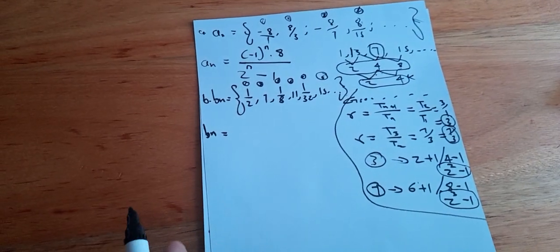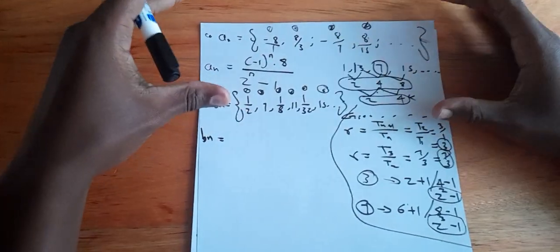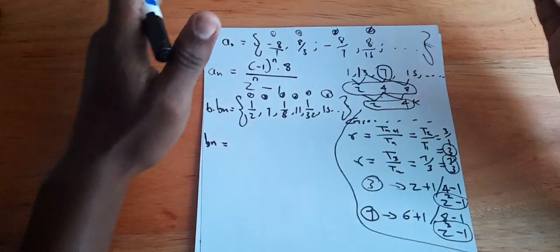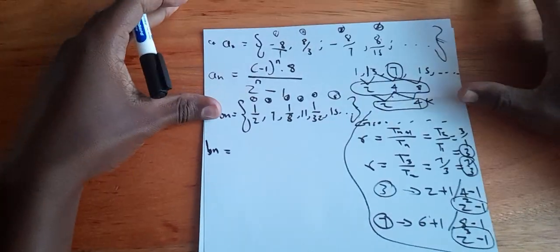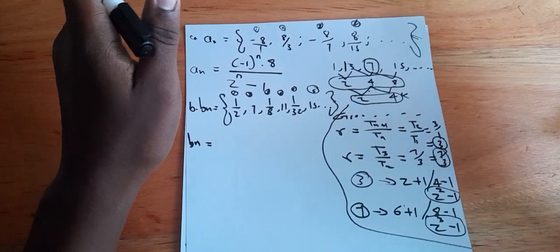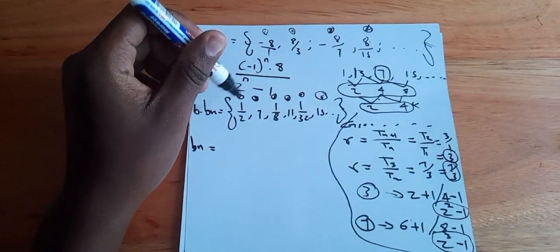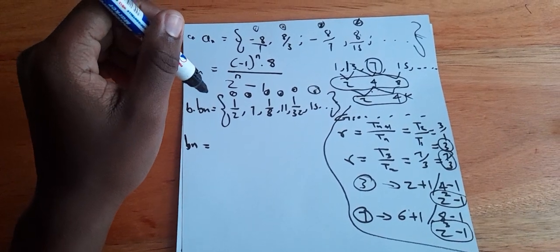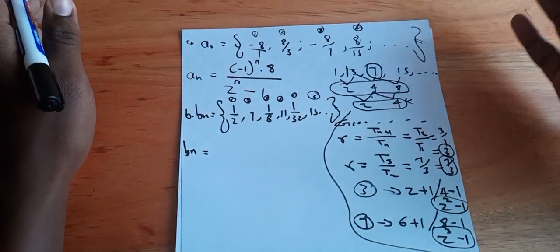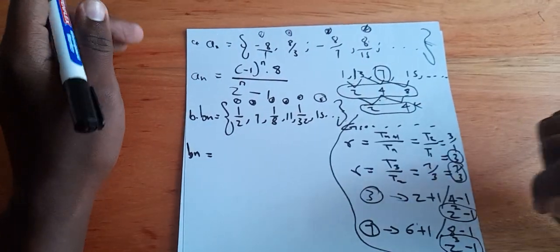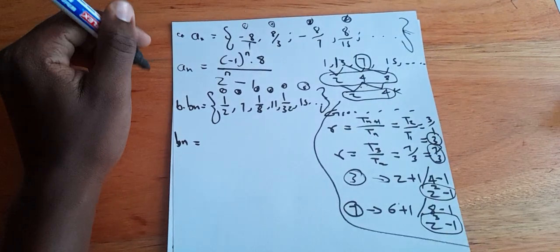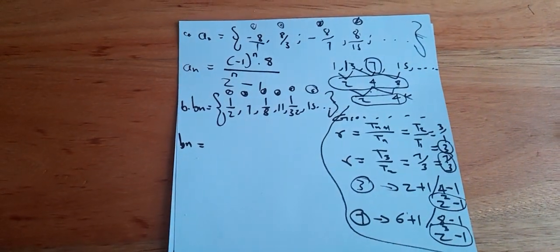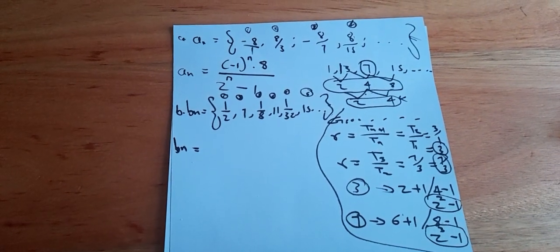Which tells me the set of even terms is given by the sequence of integers, but the set of odd terms is given by fractions. So in conclusion, I can say it's a combination of two sequences, fractions and integers. I can divide them into two, and this tells me it's a piecewise function, which means we need two general terms here. So first I will focus on the integers.